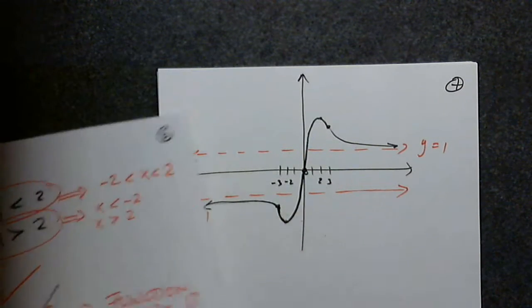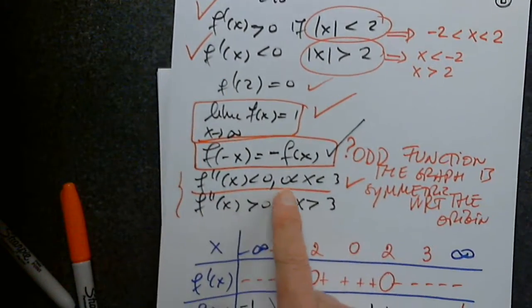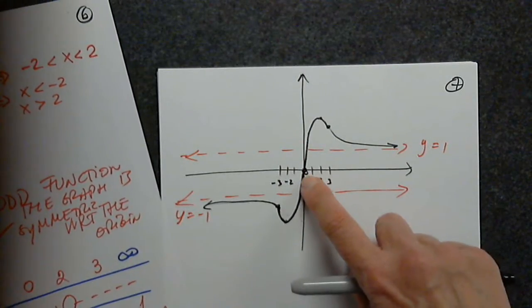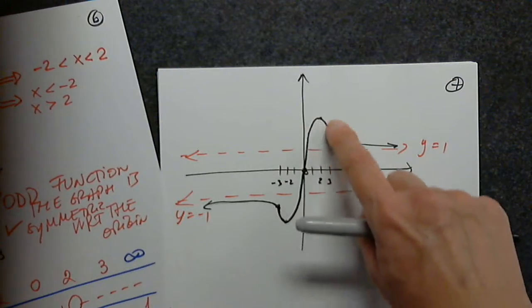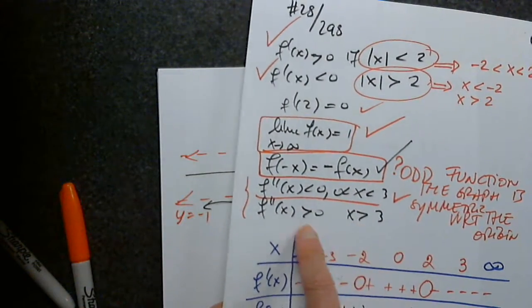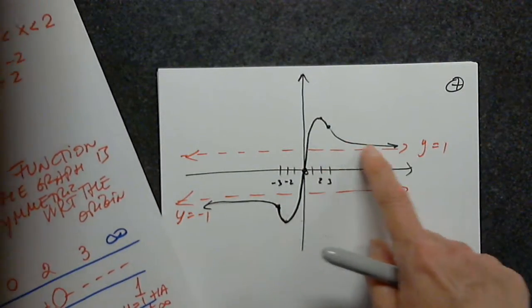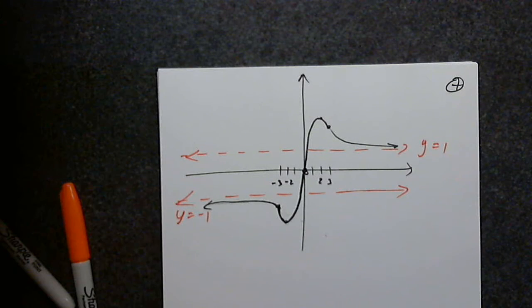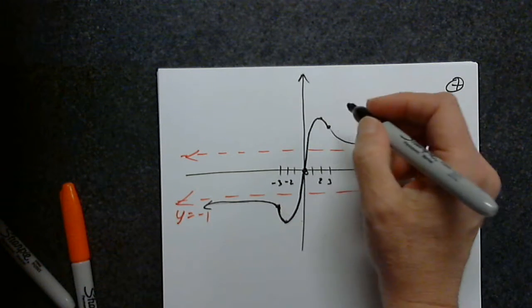Is it an odd function? Yes, it is. The second derivative is negative between 0 and 3. Yes, between 0 and 3, opening downward. On the other side, it has to open upward. And outside, it opens upward. And the other side has to be completely symmetric with respect to the origin. So this is our f of x.